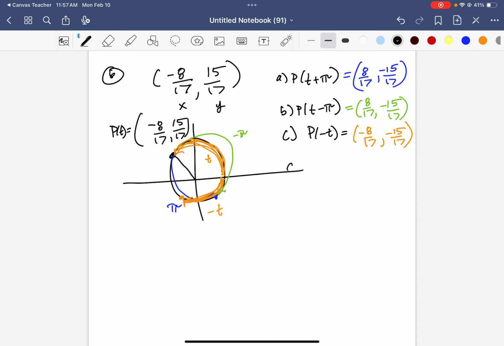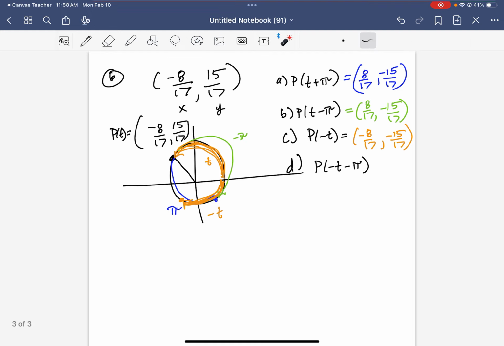Okay, and then for D, as in donut, first I make it negative t, and then I go around pi units. So first I make it negative t, which would get me right to where I was, and then I subtract pi units. That's going to put me back over here in the first quadrant.